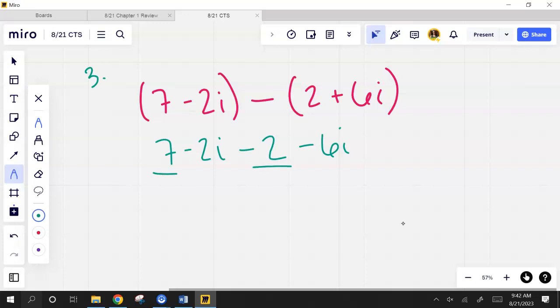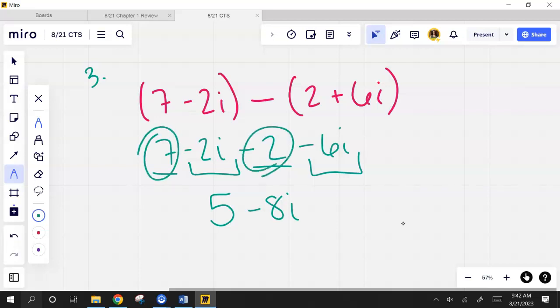So 7 and negative 2 is 5. And negative 2i and negative 6i, that's only when you multiply. If you add, if it's just combining like terms, that's all it is, when you add or subtract. 7 and negative 2, and then negative 2i and negative 6i. You still add them.